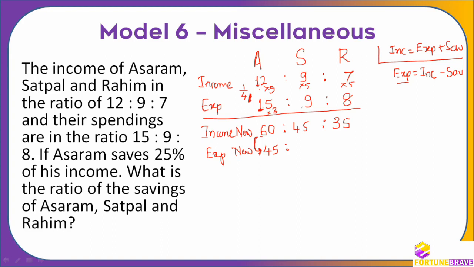Okay, so 15. So I'll take this 9 into 3 and 8 into 3. 9 3s are 27 and then 8 3s are 24. Now you will be able to solve this question very fast. Now what I got? 15 ratio is equal to, or what is the ratio of savings? Okay, we have to find out the savings now. So we can now directly find out. How can I directly find out? Because these are all now arranged properly.